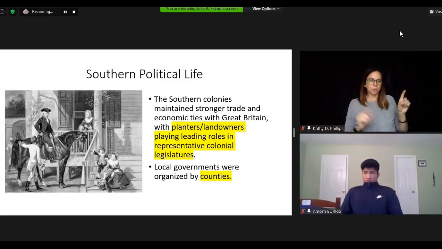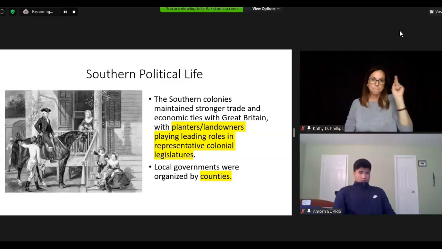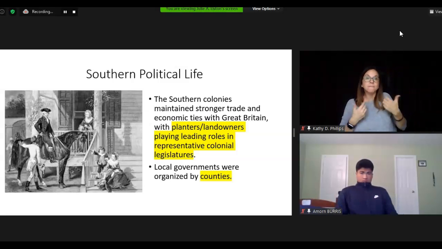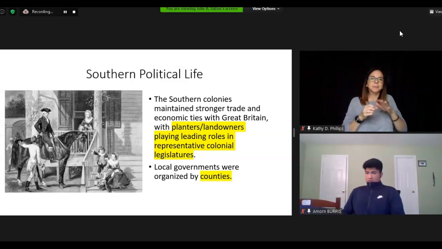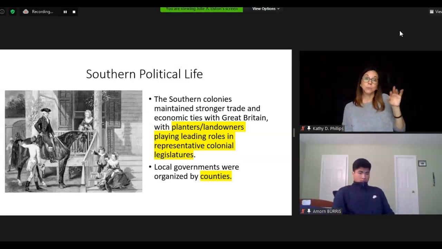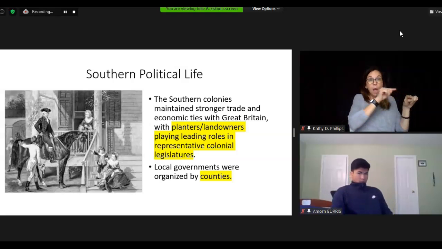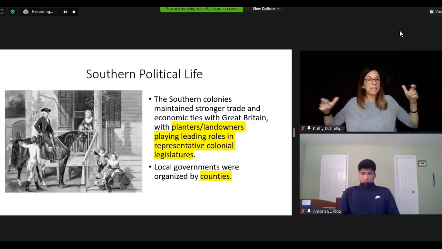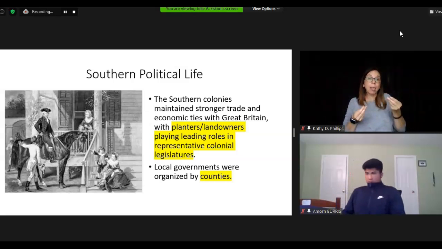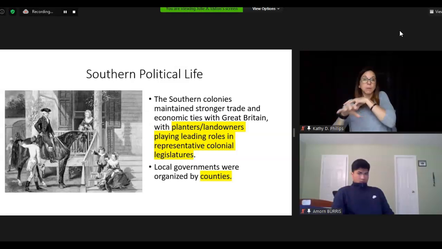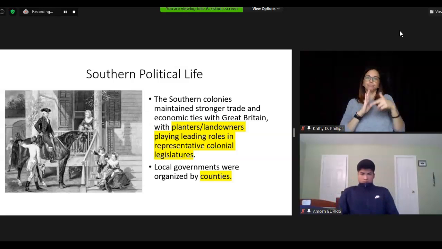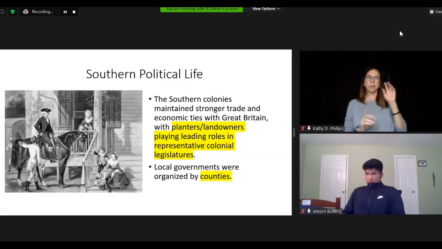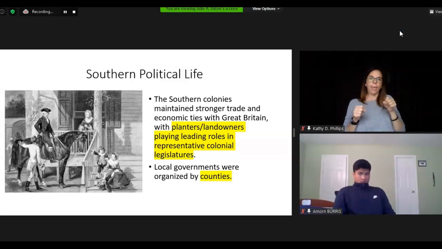In the South, politics and civic life become organized by counties, very large areas of land. For example, Prince William is a county, right? And it stretches all the way from the Potomac River to I-66. That's a long way. That's a big county. And so the men who were landowners in that county, they would have played a leading role in the state or the colonial legislature. And so those were the power players. They were the ones who were able to make laws and address those issues.